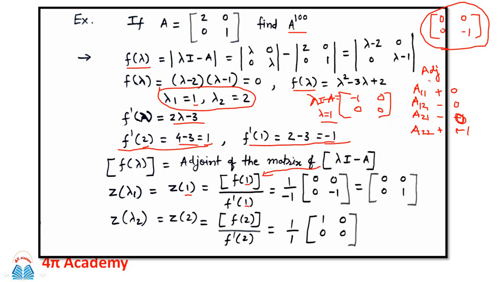Similarly, you can follow this method to find the adjoint of the matrix lambda I minus A for lambda equal to 2, and you will observe that it is equal to 1, 0, 0, 1. So this is the adjoint of the matrix lambda I minus A for lambda equal to 2, and so that is our matrix which is f of 2, and it is divided by f dash of 2. Here f dash of 2 is equal to 1, so it will be 1 upon 1 into 1, 0, 0, 0. So these are my values of Z of lambda 1 and Z of lambda 2.